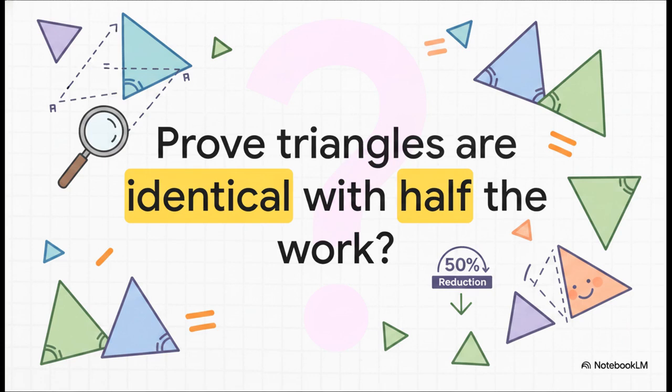I mean, think about the question right here. What if I told you that you could prove two triangles are exactly identical, but you only have to do half the actual work? Imagine cutting your workload down by 50% and still getting the exact same mathematically flawless result. Sound kind of like a scam, right? Well, in the realm of geometry, this isn't just a fantasy, it's a fundamental theorem. And today, we're going to unlock that very superpower.